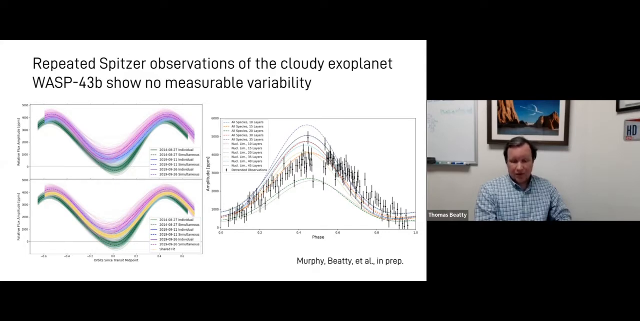The modeling that Matt's been doing to try and get a better physical intuition for this shows that we can also constrain the cloud thickness variability.